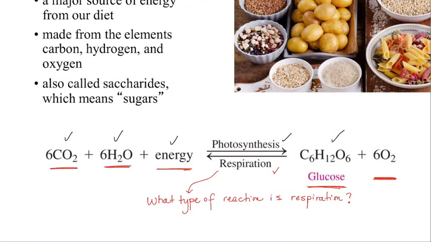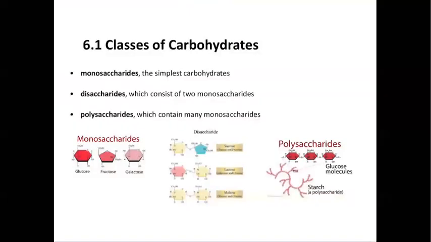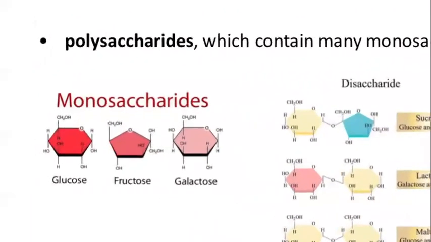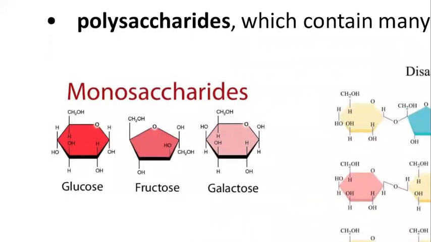Now, let's learn the different classes of carbohydrates that you guys need to be familiar with in this course. There are 3 main classes of carbohydrates that you need to know, starting with monosaccharides. Monosaccharides are the simplest carbohydrates because they only have 1 unit of sugar. You can see here different examples of monosaccharides. We have glucose, fructose, and galactose.